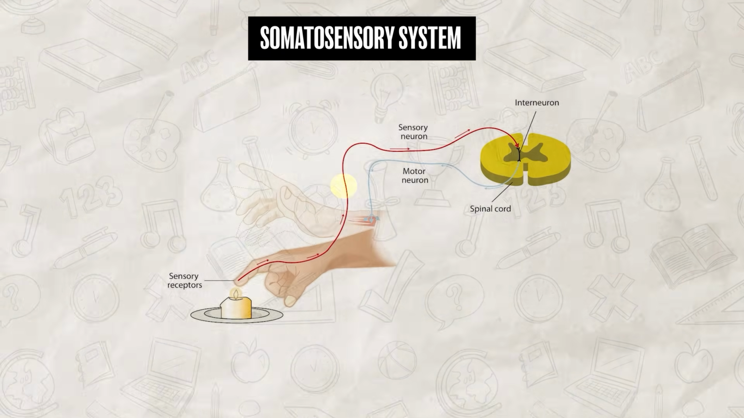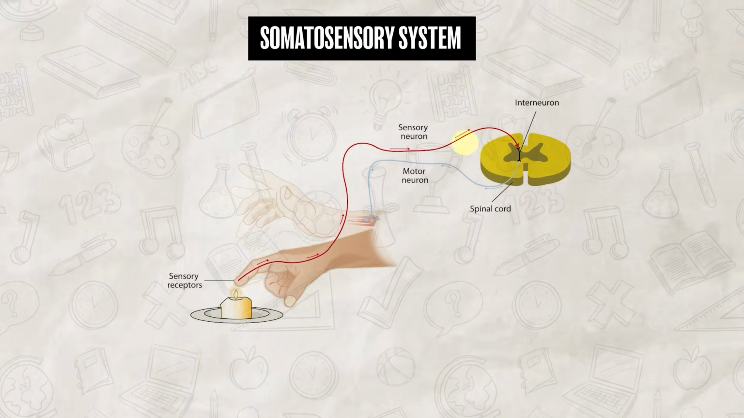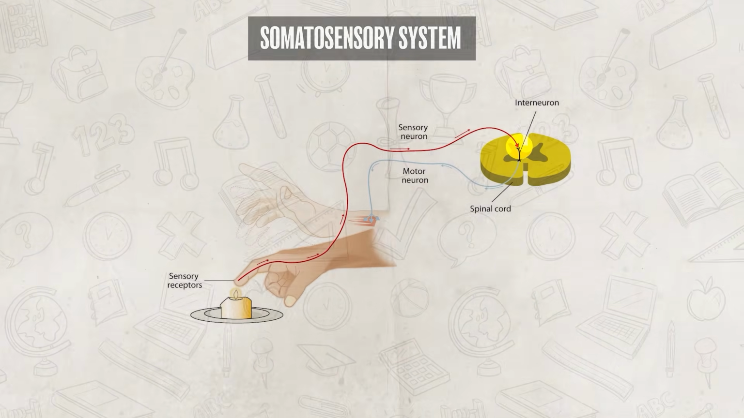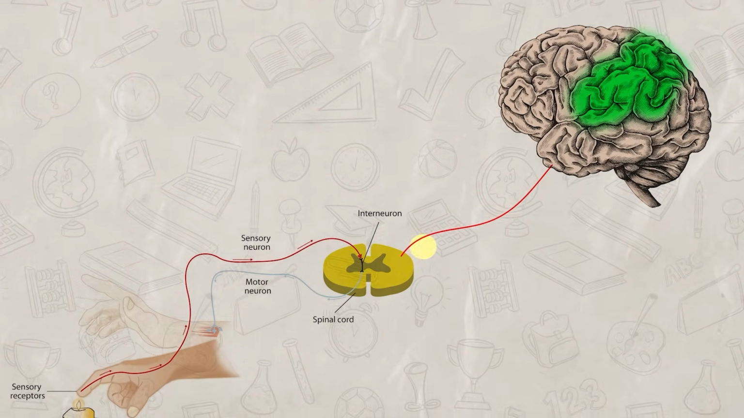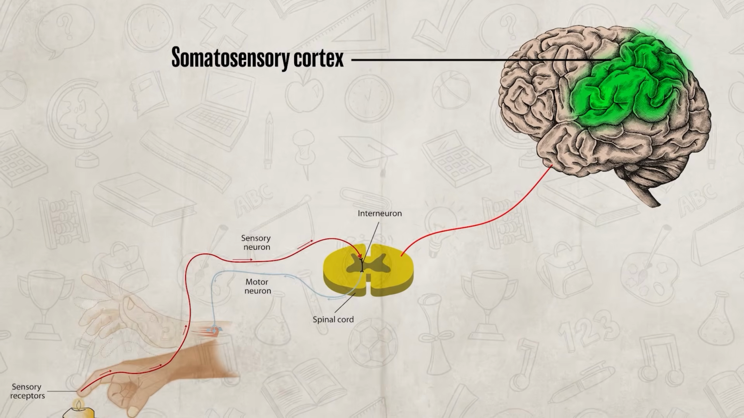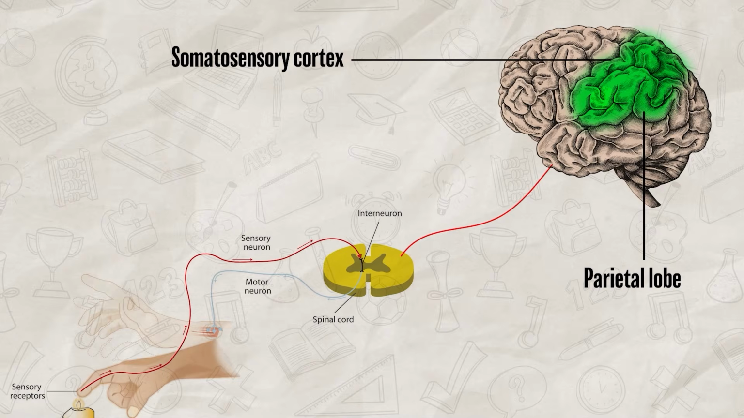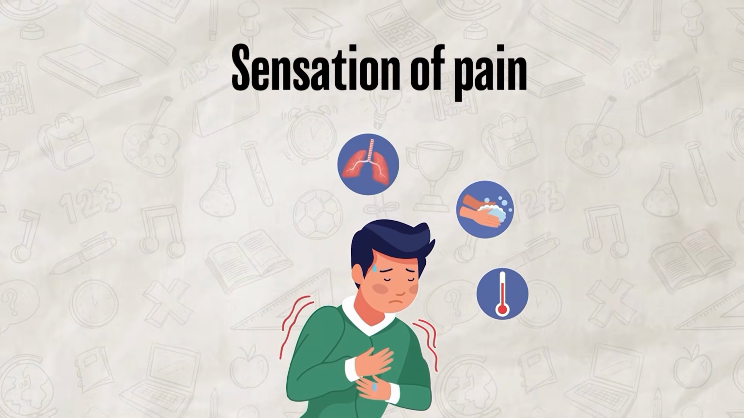Remember, this is the process of converting the stimuli into electrical messages. Once complete, the message is sent through the nervous system to the brain, where it is processed in the somatosensory cortex, located in the parietal lobe. Okay, so we've now covered how sensation of touch occurs, but now we are going to shift our focus over to the sensation of pain.